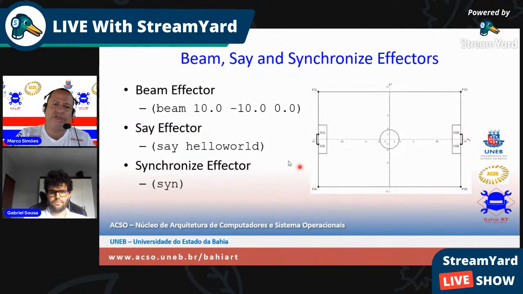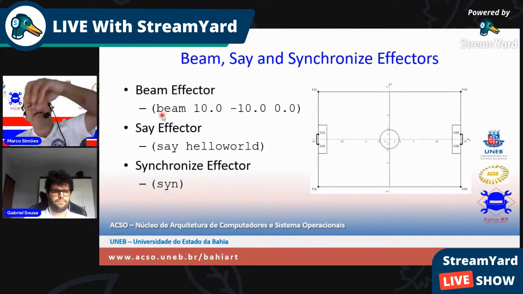And to finish the effectors, we have three extra effectors: the beam effector, say effector, and synchronize effector. The beam effector can be used only in some play modes. It's used like a teleport. You can instantaneously move the robot and put it on a specific position.